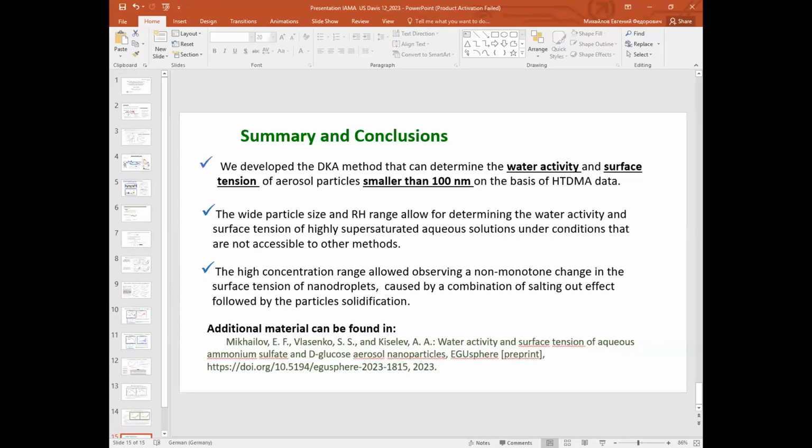Hi, this is Ryan Schmedding from McGill University. I was wondering, you looked at glucose, which mixes fairly ideally with water, but have you considered looking at particles that might undergo phase separation as well with this technique, or is that possible?